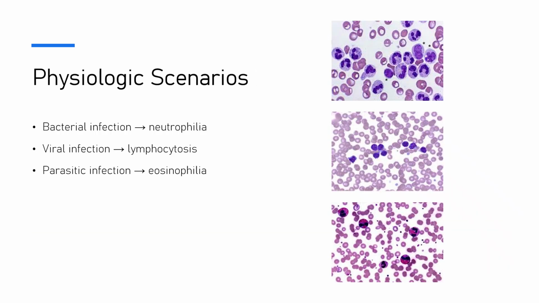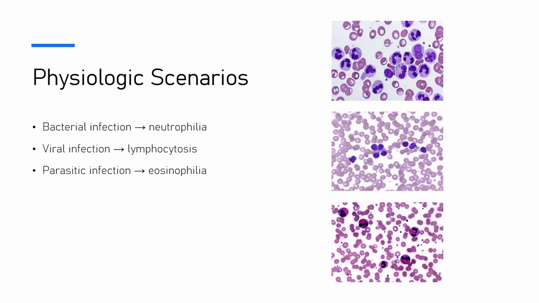Now let's bring some of these concepts together and think about common physiologic patterns that laboratory professionals encounter. Different types of infections tend to stimulate different leukocyte responses, and these patterns can provide helpful clues during interpretation. For example, bacterial infections often lead to neutrophilia, meaning an increased number of neutrophils in circulation. Because neutrophils are the body's primary responders to bacterial invasion, the bone marrow increases their production and release. In many cases, you may also see reactive changes, such as toxic granulation or a mild left shift.